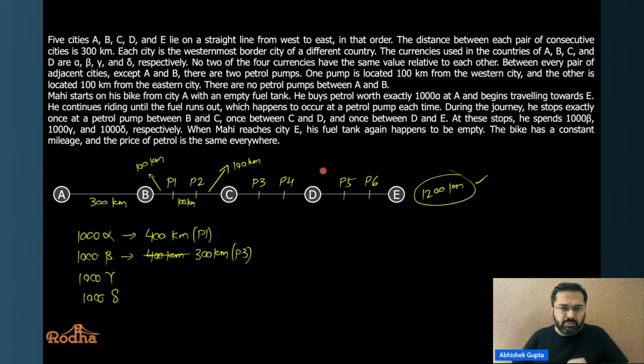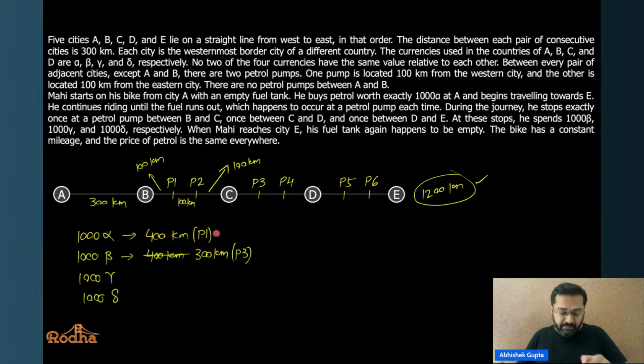Ruled out, not possible. If he, after P3, stops at P6, then how much will this become? 400 kilometers. Look at this pointer. If this is P3 and then P6, then this would become 400 kilometers. If this becomes 400, then alpha would be equal to gamma. Again, there'll be a violation. What does that mean? That this assumption with which we started is incorrect.